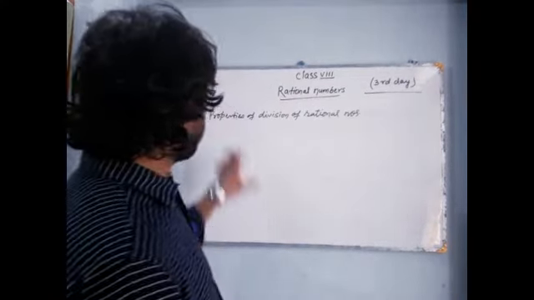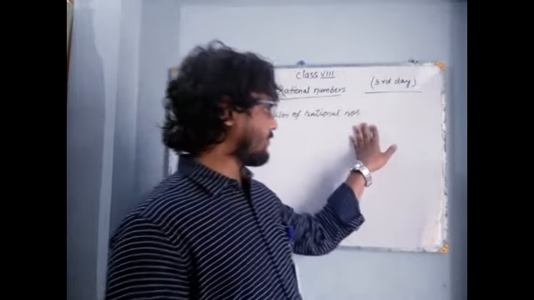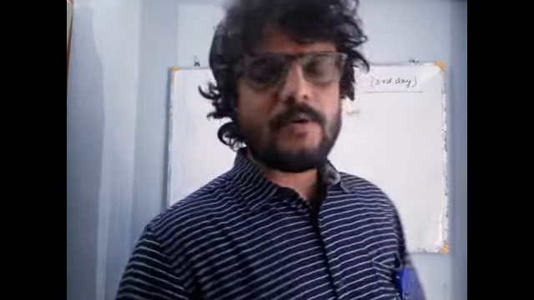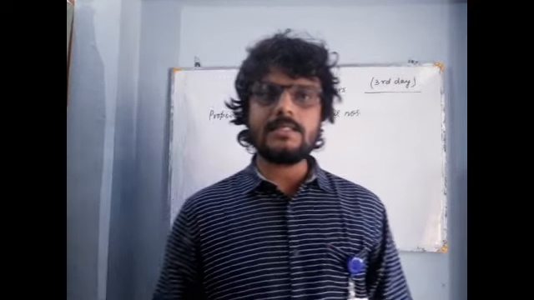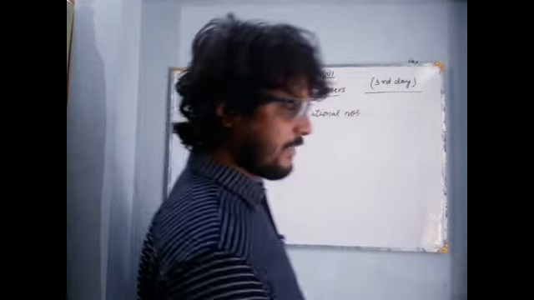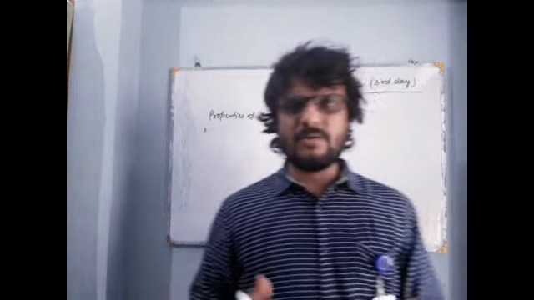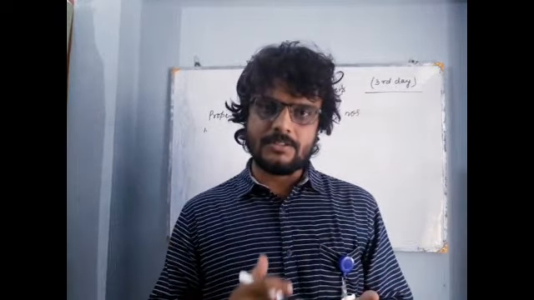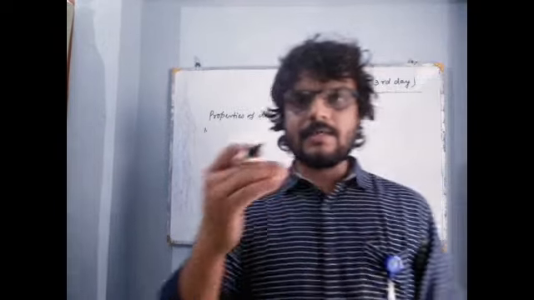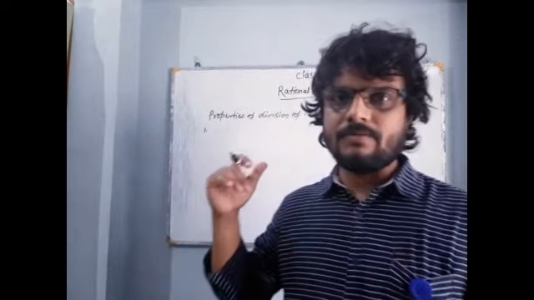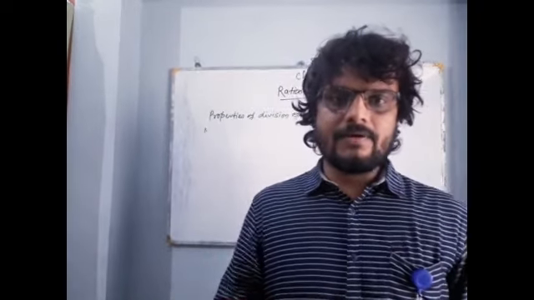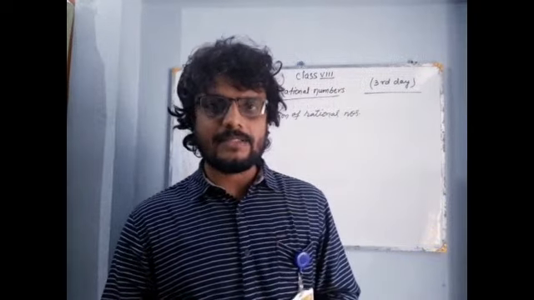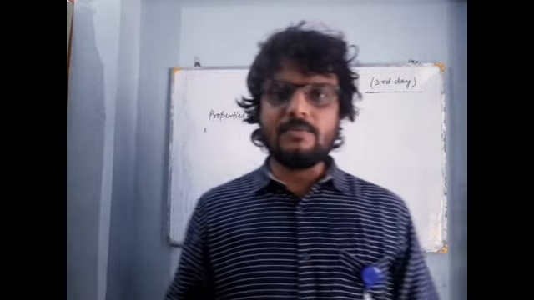Our next topic is properties of division of rational numbers. First property is closure property. When we divide two rational numbers, then our answer is always a rational number. Got it? I'm not writing these properties because we have discussed them more and more for addition, subtraction, multiplication. I am just saying verbally these properties of division of rational numbers. Closure property: when we divide two rational numbers, our answer is always a rational number.